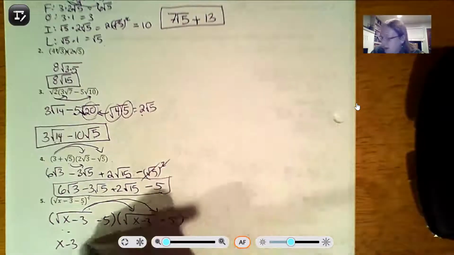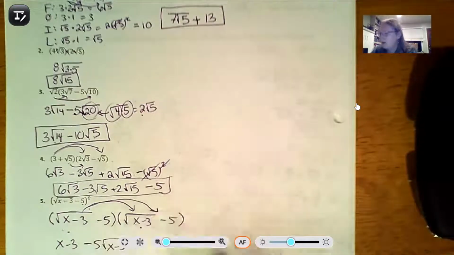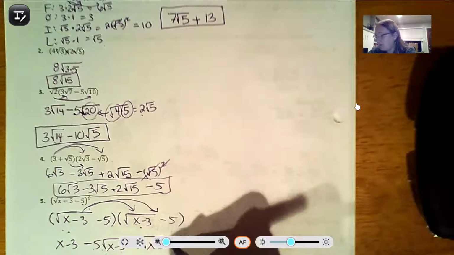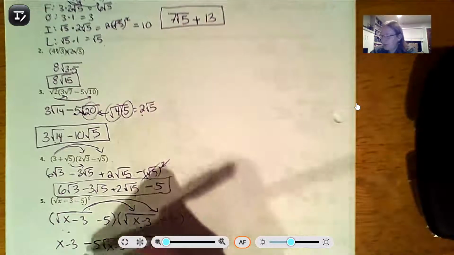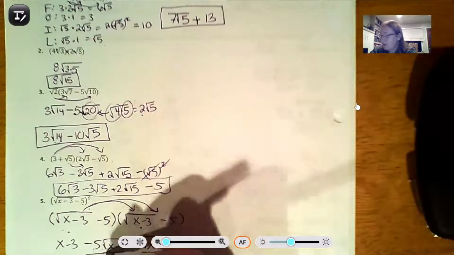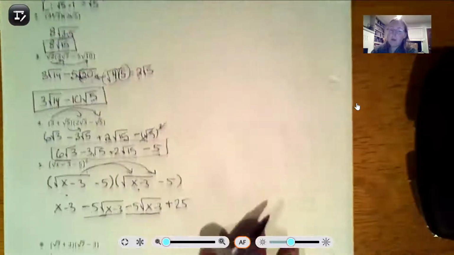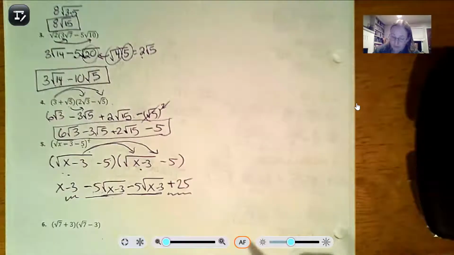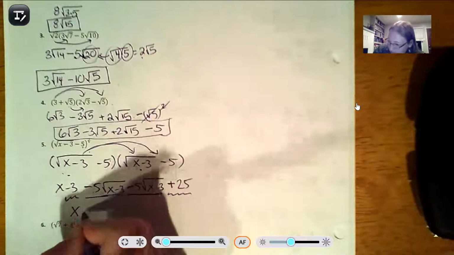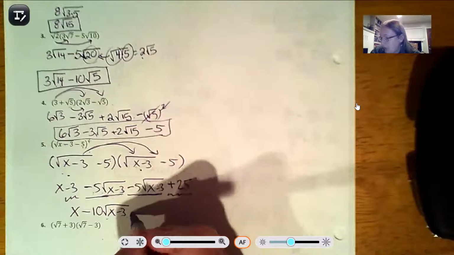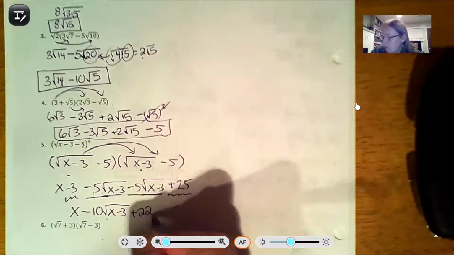The outside times the outside, negative 5 times x, negative 5 times the square root of x minus 3. And we have another negative 5 times the square root of x minus 3. And we have negative 5 times negative 5. So let's simplify this. They have the same radicand, same index, so these are like roots. So we can combine our coefficients. We have negative 5 of them plus another negative 5 of them, so we have negative 10 of them. And then we have the negative 3 and the 25. So ultimately we can say x minus 10 of the x minus 3 roots plus 25 minus 3 is 22.